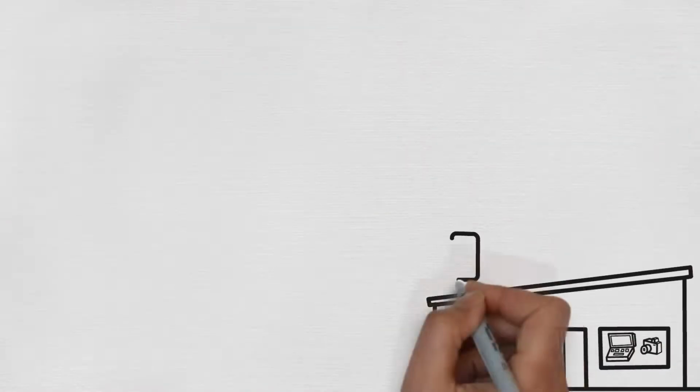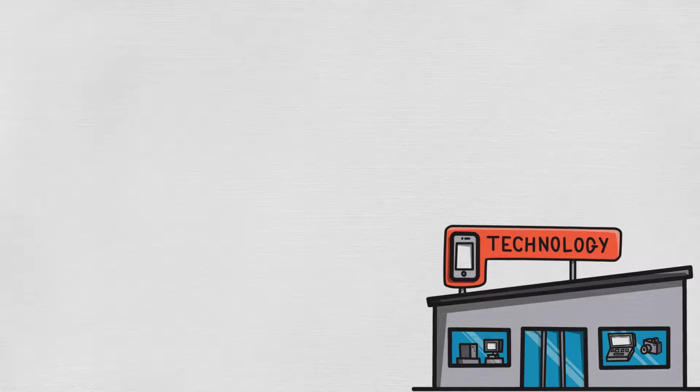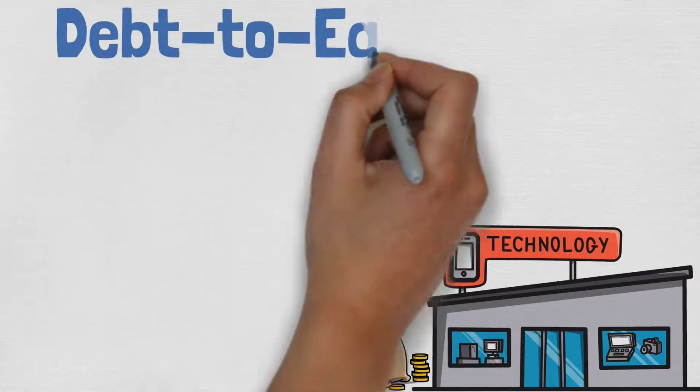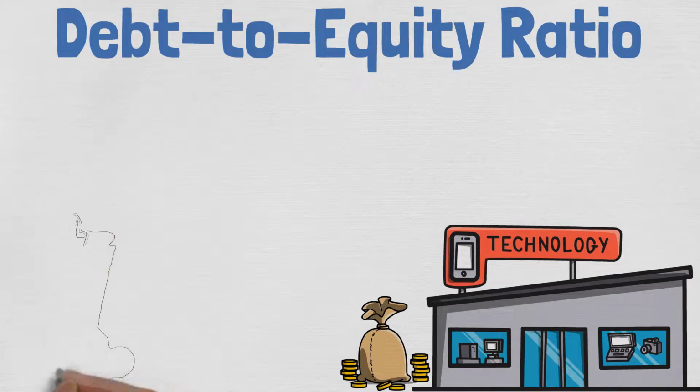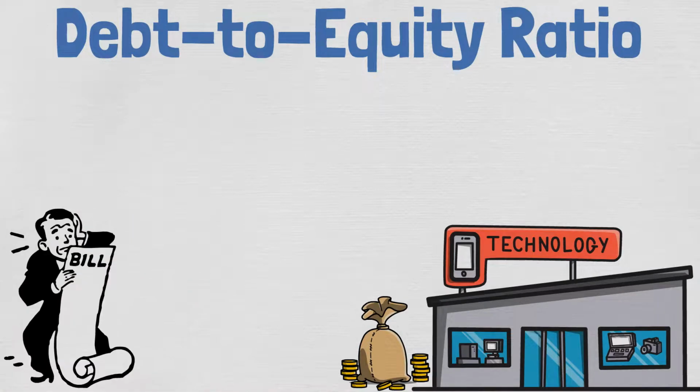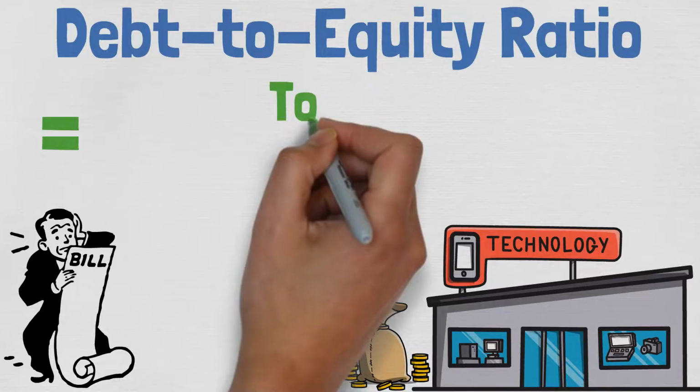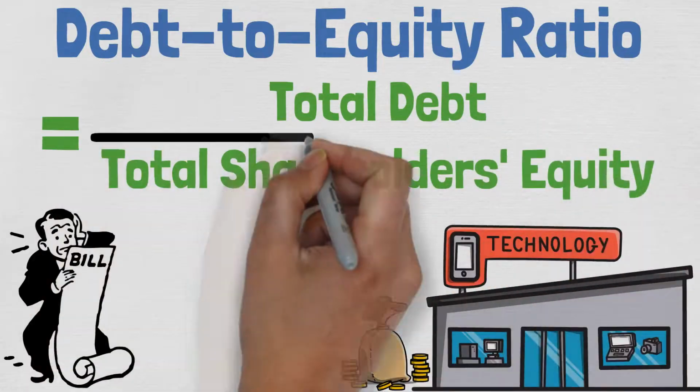For the past couple of days we have been talking about ratios that tell us how well the company is prepared for short-term obligations. Today we are going to move on to the debt to equity ratio, which tells us the company's total debt compared to its shareholder equity. It is calculated by dividing the total debt by the total shareholders' equity.